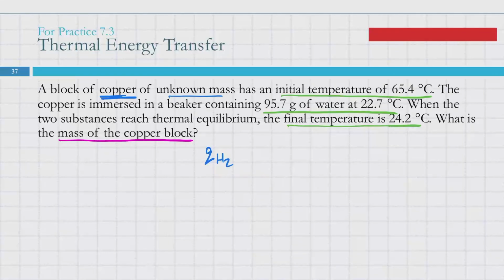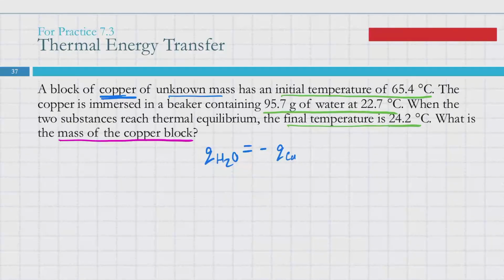So Q water: our water starts at 22.7 degrees Celsius, our metal starts at 65.4 degrees Celsius, and they both go to 24.2 degrees Celsius. For the water, it went from 22.7 to 24.2. That's an increase in temperature, so our water is gaining energy. So I'm writing it as Q H2O. The amount of heat that our water must have gained came from our copper, so I'm writing negative Q copper. It doesn't really matter which one's positive or negative for the sake of solving the algebra.